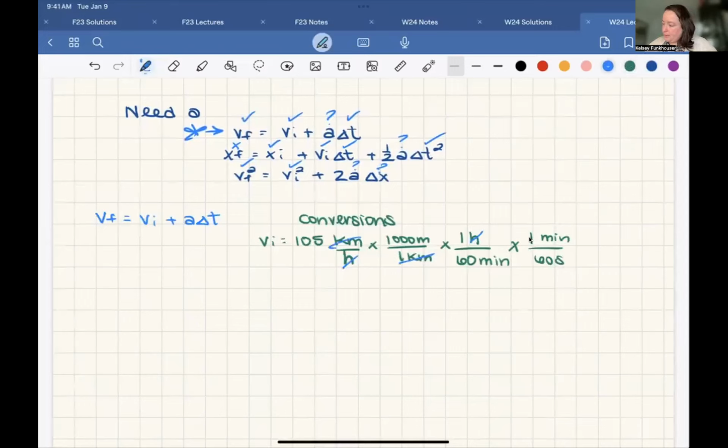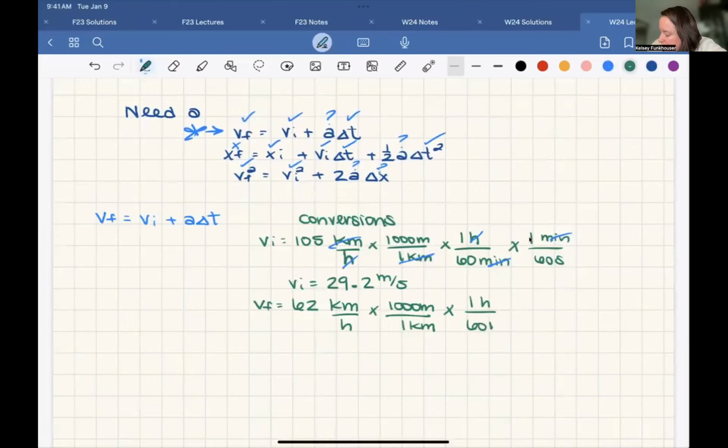And then we can cancel out the minute. And this gives us an initial velocity of 29.2 meters per second. And then we do the same thing with the final velocity, which is 62 kilometers per hour times 1,000 meters per 1 kilometer times 1 hour is 60 minutes times 1 minute is 60 seconds.